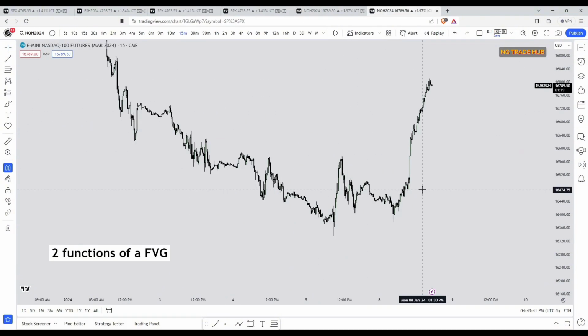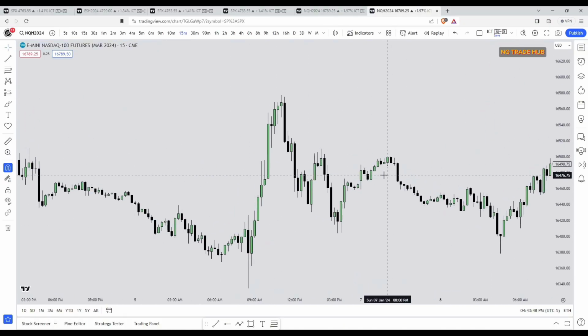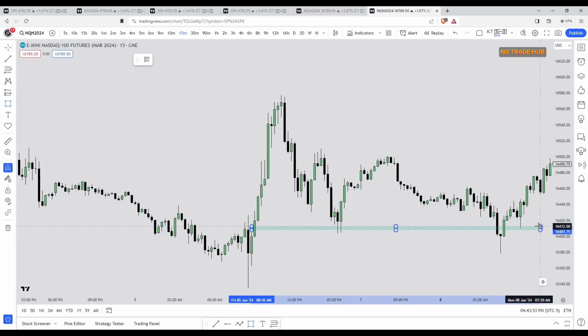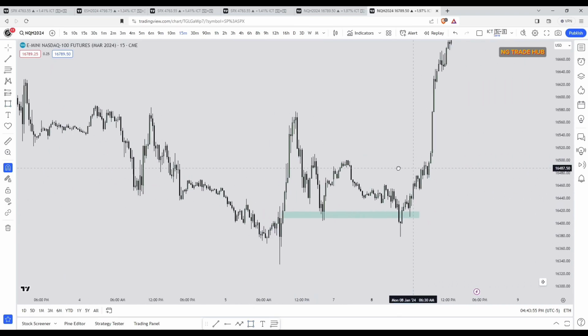So this is going to be the last part of the video. I typically look at 3 functions of a fair value gap. I look for a fair value gap in the change in the steady delivery leg. So when price creates a change in the steady delivery, I look for a fair value gap there. That's the first way I look for fair value gaps.